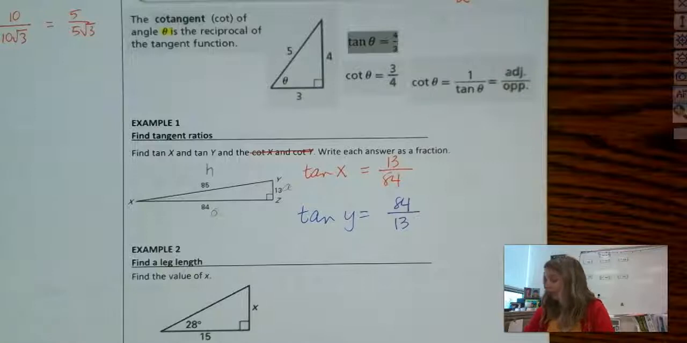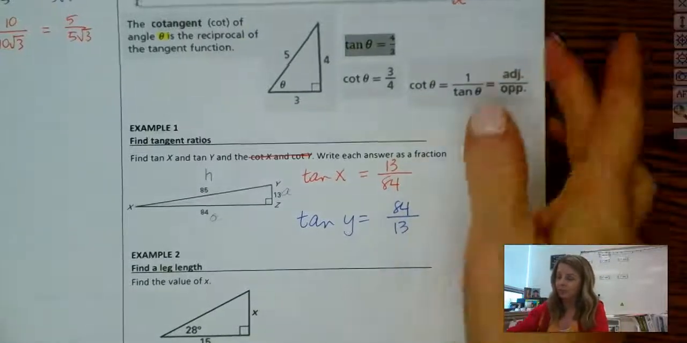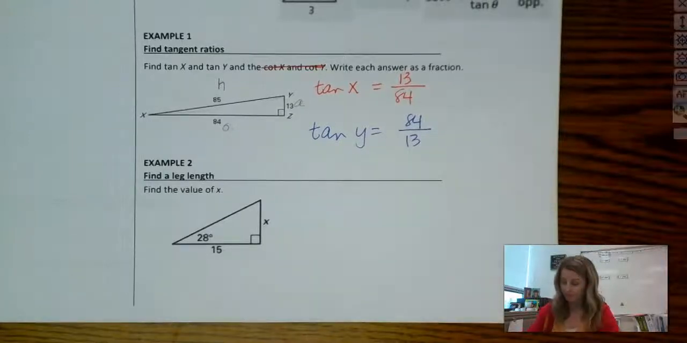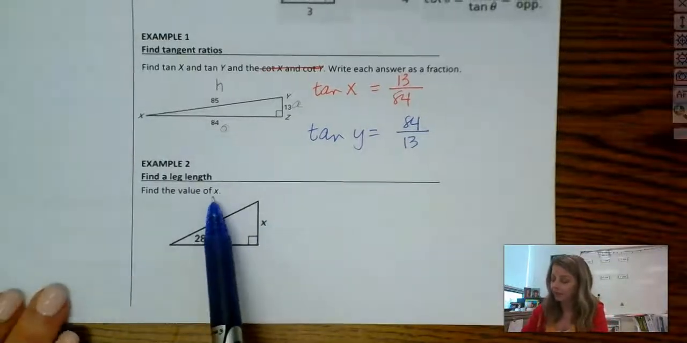Okay, let's take a look at number 2. So what we have with tangent, let me back up. Because the tangent of a particular angle is always the same, that ratio is the same, we can use it to find missing side lengths. So this next example is really a good application of when we would need tangent. Find the value of x.